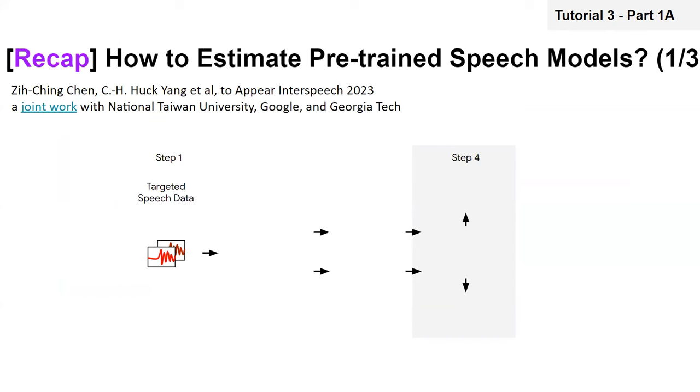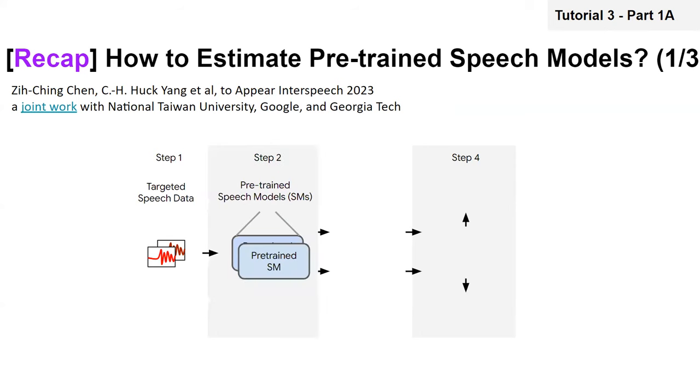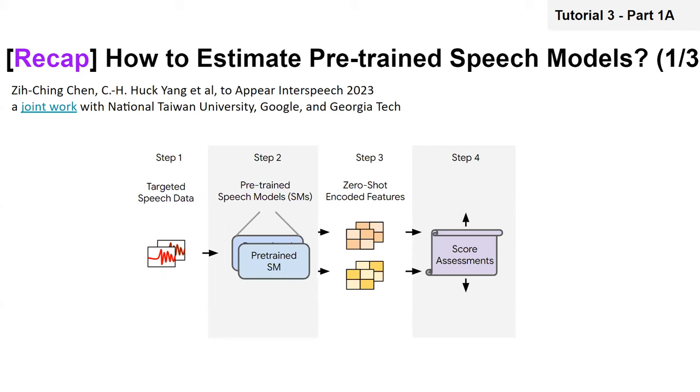One thing I already did at Google, and Mr. Chen at National Taiwan University helped us finish, is how to estimate a pre-trained speech model for model transferability. So the problem setting is like this. Say I have target speech data and a bunch of pre-trained speech models, and by directly decoding this speech data we get zero-shot encoding features. By having these features, we want to know, using a score assessment, which is the best model to tune for this target data, and which is the best layer to tune for this target data.